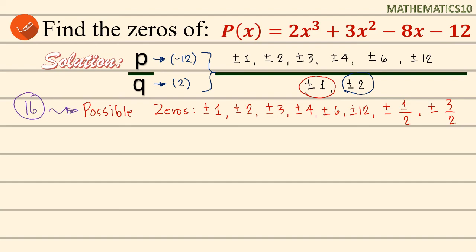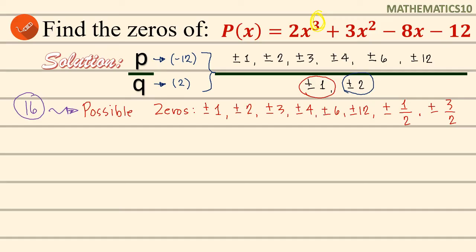zeros. So out of these 16 possible zeros, how many zeros are we expecting? We are expecting only 3 zeros, because the degree of our polynomial function is cubic, or 3. Therefore, we will have 3 real zeros coming from the 16 possible zeros that we got from the rational zero theorem that we applied.